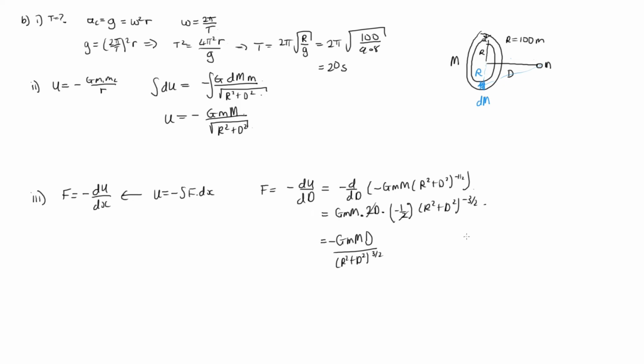Now another way that we could have done this is to think of the ring and breaking the ring up into lots of little increments, so having a dm here, and then a dm here, and we could think about how that force contributes to this point here. This dm will provide an attractive force this way, this dm will provide an attractive force that way, and by symmetry the vertical components would cancel out while the horizontal components would add. So that would be another way that we could approach this question, but solving it this way would take longer.